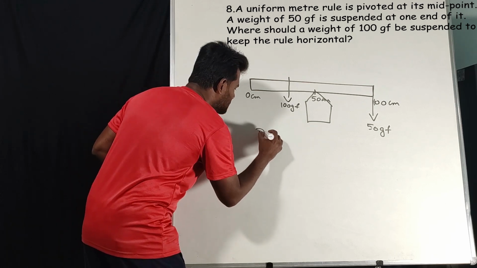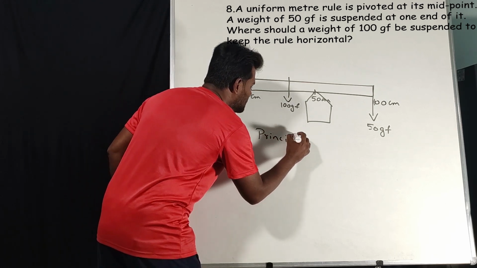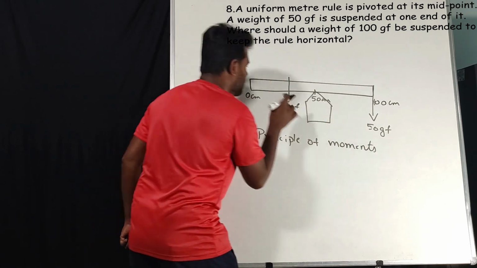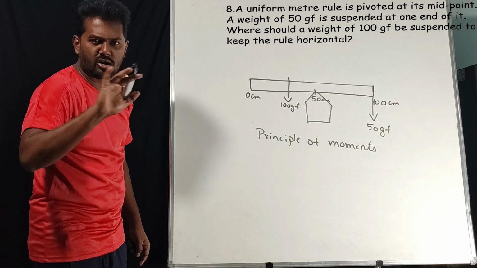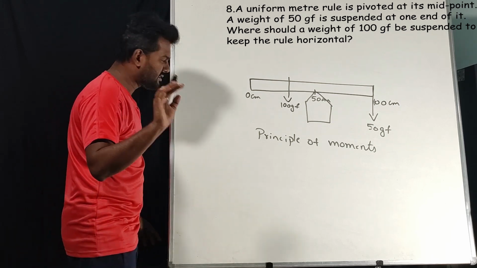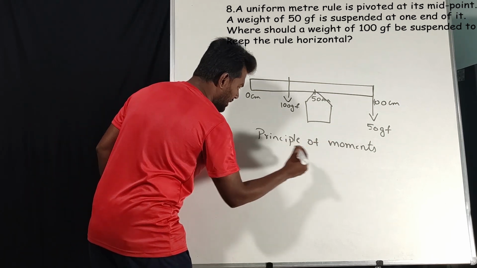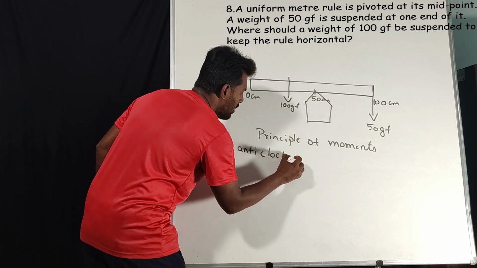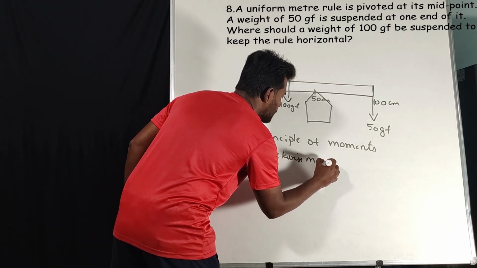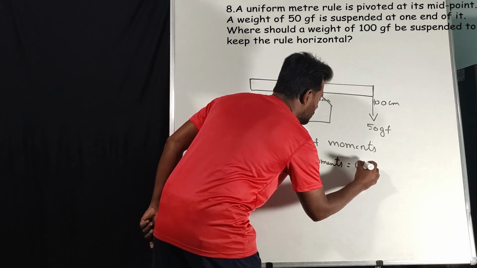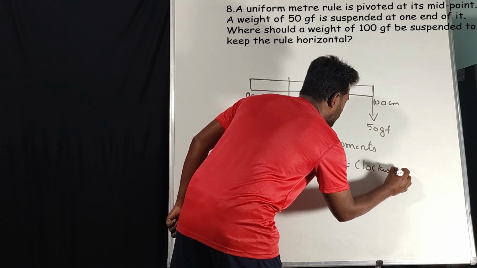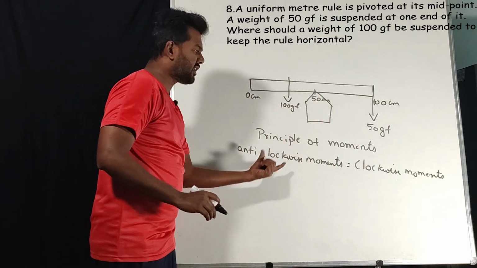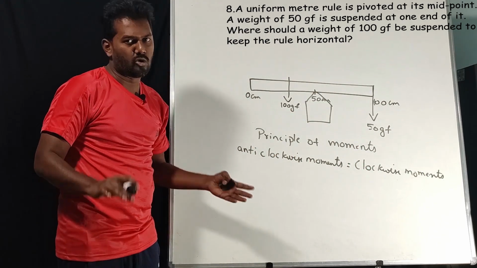So what is that? First you have to write the principle of moments. So first you have to write the diagram, whether asked or not, you write the diagram for the understanding purpose. Principle of moments: anti-clockwise moments is equal to clockwise moments. See, you can write this anti-clockwise that side and clockwise this side also, no issues.